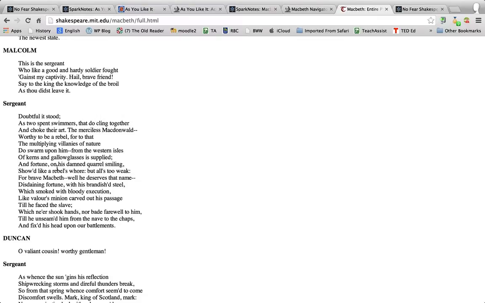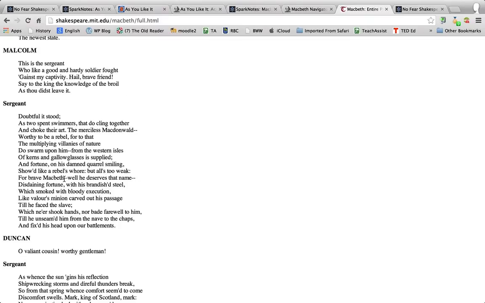And fortune on his damned quarrel smiling showed like a rebel's whore. Okay, so fortune, if I try to understand it, so there seems to be luck played in here on his damned quarrel smiling. So fortune seems to be smiling at this fight. Showed like a rebel's whore. So probably fortune maybe was on the side of MacDonald. I'd check the book, see what's there, and I'd move from there. But all's too weak. Okay, I think he's talking about he's too weak here.